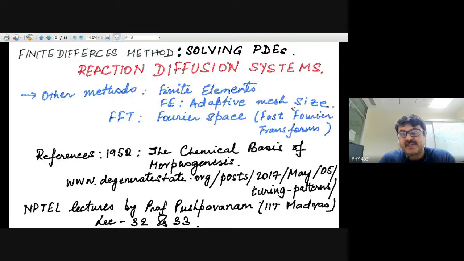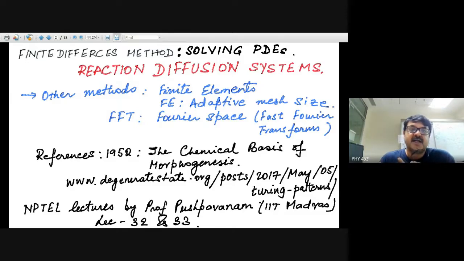And one has adaptive mesh size in finite element methods. Sometimes, for partial differential equations, especially physicists who are looking at, again, the solution of the Navier-Stokes equation, or flow of some fluid, sometimes take a fast Fourier transform, FFT, and they solve the Navier-Stokes equation in Fourier space, because there it becomes an algebraic equation.